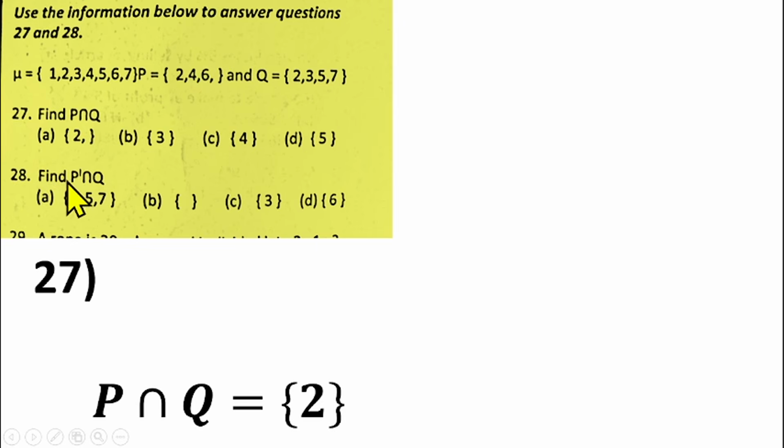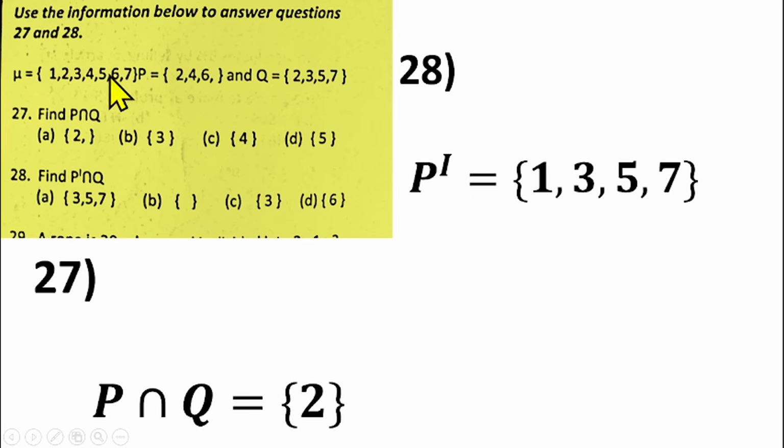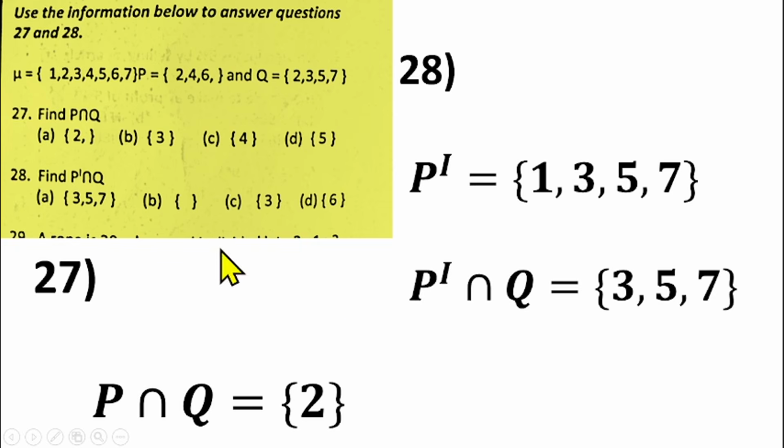Then question number 28, you have to find P complement intersection Q. The first thing to do is to get P complement. P complement will be the elements in the universal set that are not in set P. So we have 1, 3, 5, 7. They are here, but they are not in set P. Now you find P complement intersection Q. These are set Q. The intersection between them will be 3, 5, and 7. So we have 3, 5, and 7, which makes option A the right answer for question number 28.